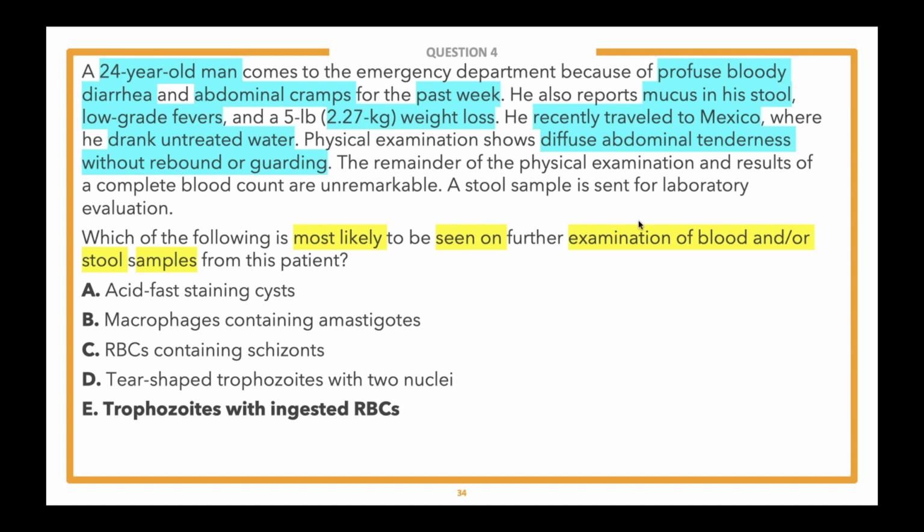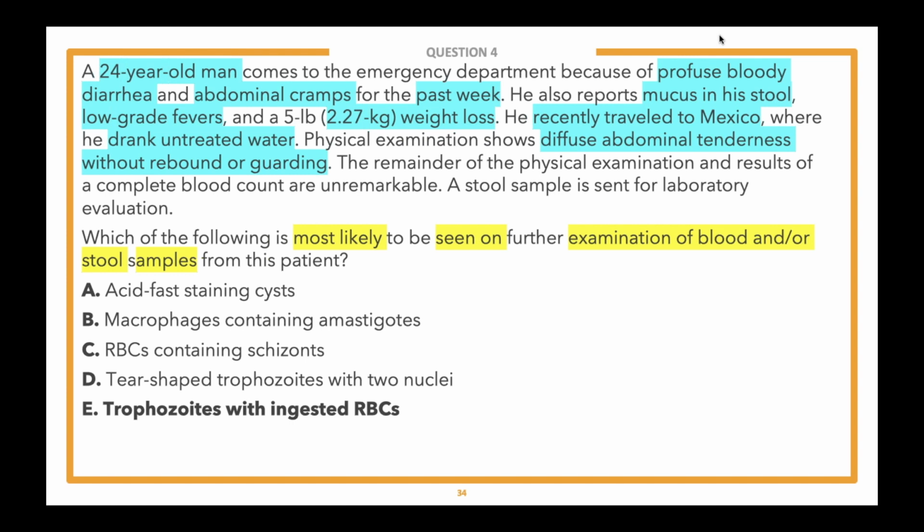So let's talk about this case. This is a patient who recently traveled to Mexico, drank untreated water, and now has bloody, mucousy diarrhea with some fevers and weight loss. So really the one thing that should be sticking out to you with mucus in the stool, bloody diarrhea, and travel to Mexico is Entamoeba histolytica. Okay, that's transmitted via cysts in water.